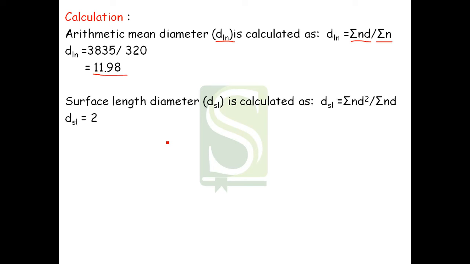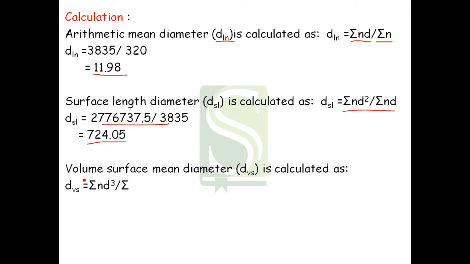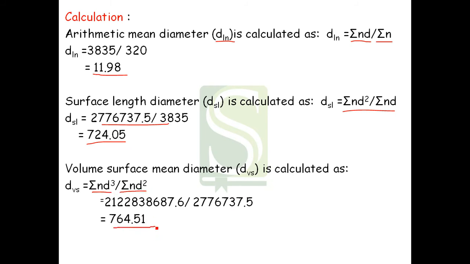Then you can determine the surface length diameter. It is calculated by the formula summation of ND square divided by summation of ND. By putting the values, you get the surface length diameter to be 724.05. Then you have the volume surface mean diameter. Its formula is this. After putting the values, you get the diameter to be 764.51.